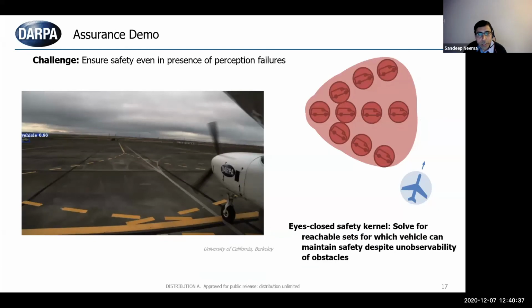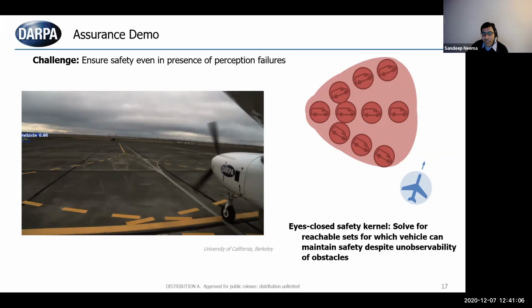Okay, I just wanted to show a demonstration. This was, in fact, Claire's work with Boeing at the end of phase one. It's a very interesting problem where we are operating this autonomous aircraft, conducting a runway taxi in an autonomous sense. And what happens when an unanticipated vehicle crosses the runway?